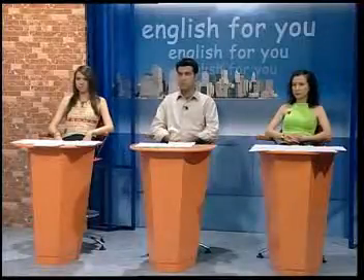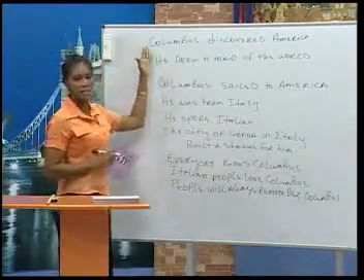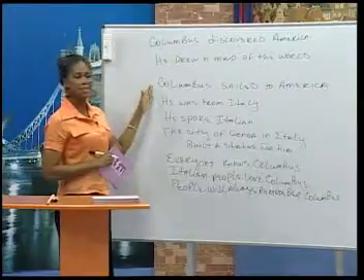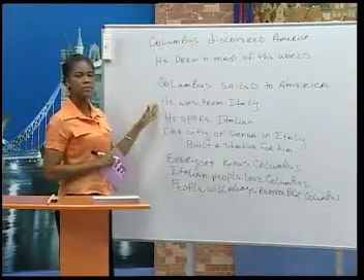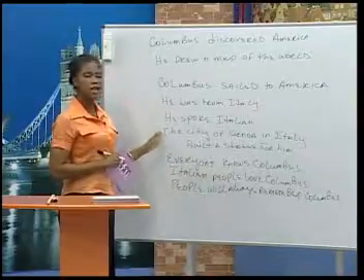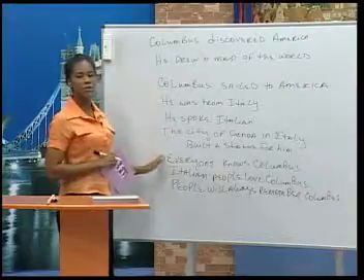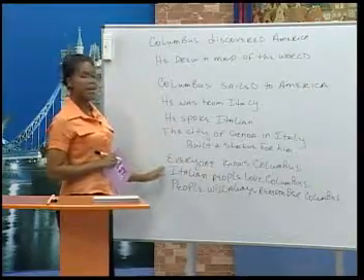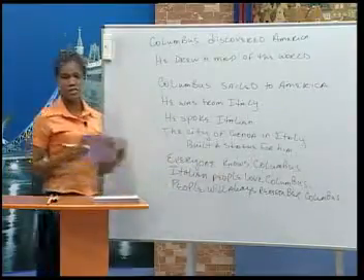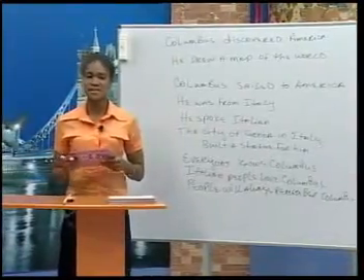All right, good job, everyone. So now we remember Columbus discovered America. He drew a map of the world. Columbus sailed to America. He was from Italy. He spoke Italian. The city of Genoa in Italy built a statue for him. Everyone knows Columbus. Italian people love him, and people will always remember Christopher Columbus. All right, now it's time to look and listen.